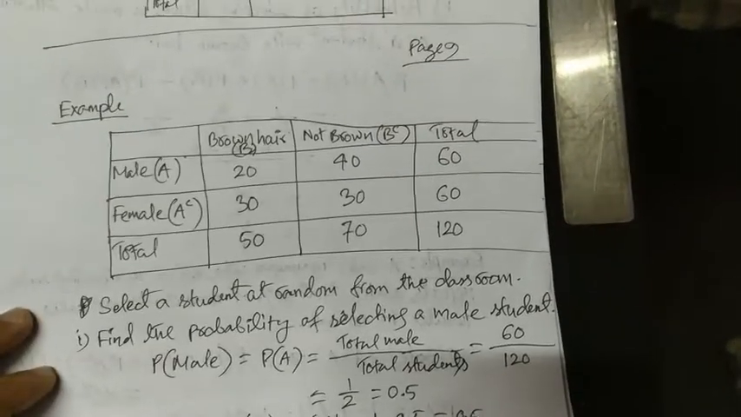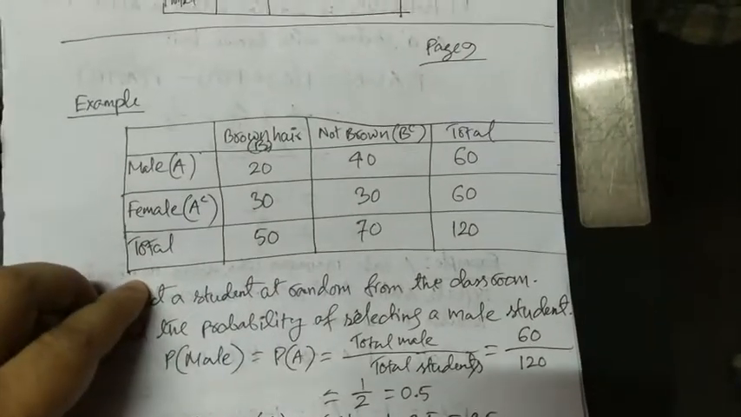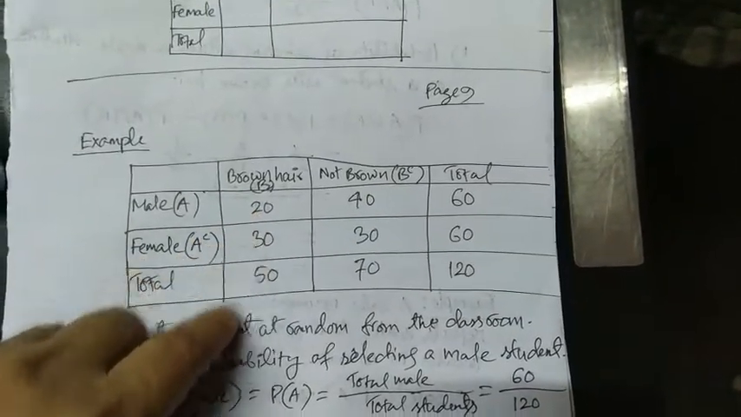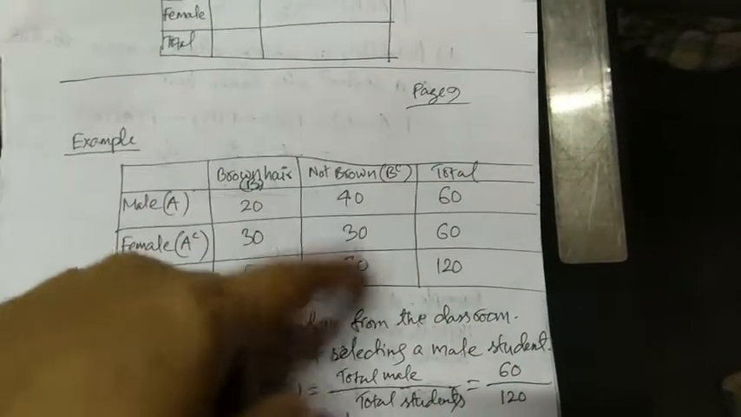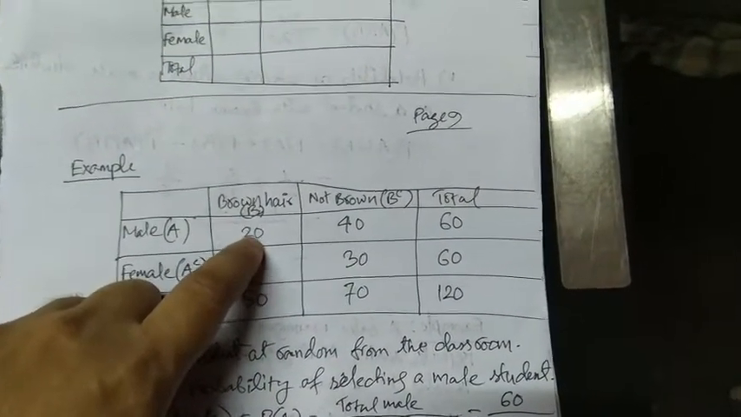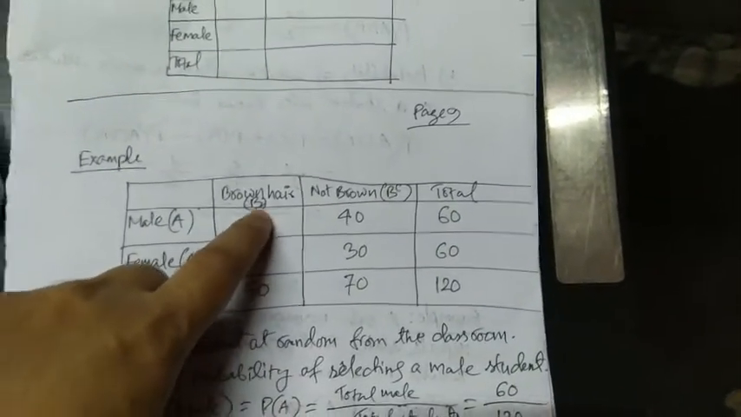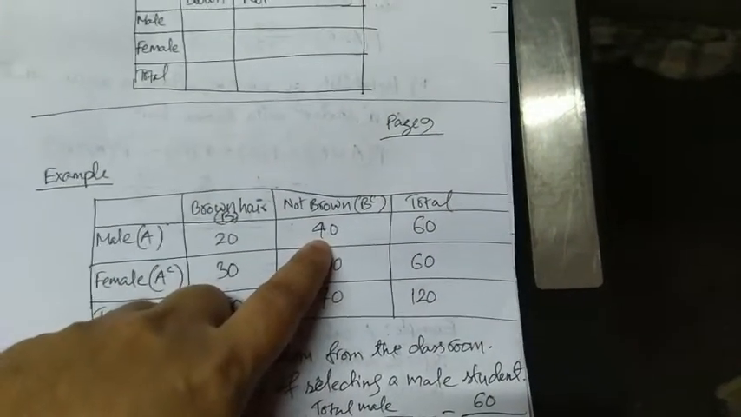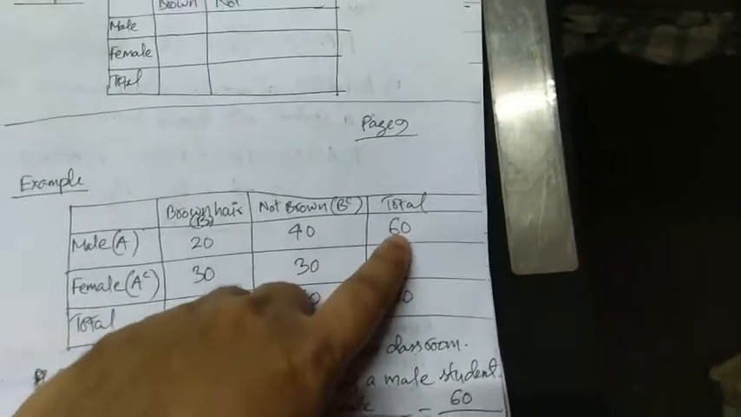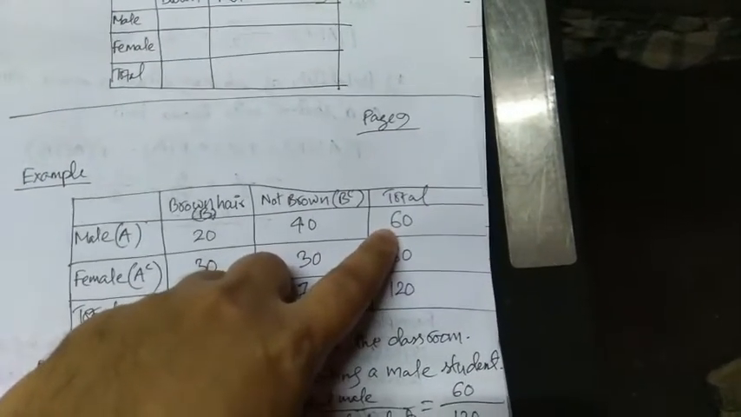Right, so we will move to page 9 now. We have an example here with data of some students. We have 20 male students with brown hair. We have 40 male students with not brown hair, that means they may be black. So 40 plus 20, total we have 60 male students.